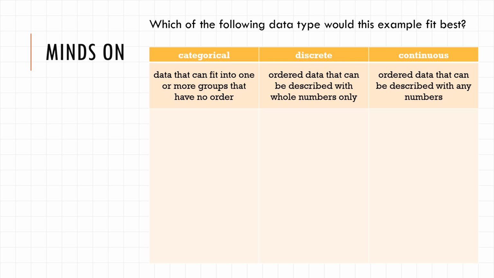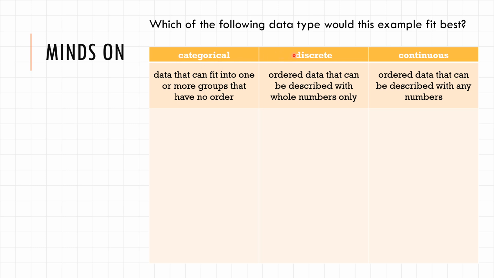To start off, let's get our minds in the right groove by exploring the topic. I want you to take a look at these data types, and I want you to think about which category would it fit in. So the first category is actually called categorical data. This type of data can fit in one or more groups, but the groups have no order. It's not like one group is better or worse than another. You could totally mix up the groups and the data would not actually change. When you have data that fits that, you call it categorical because it's just categories that you're splitting it up in.